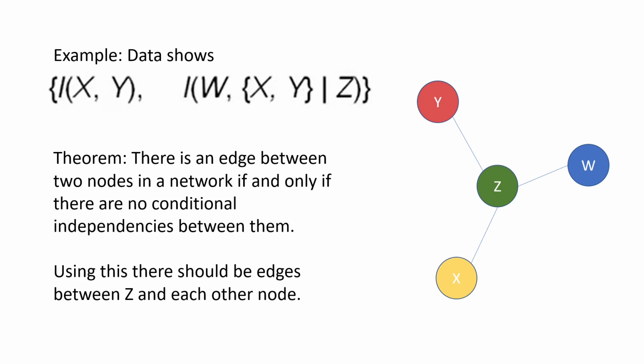So let's say that from the data we get that, and then we also get that W is independent of X and Y given Z. So with these conditional independencies, how can we figure out what a good structure would be? Well, there's this theorem that says that there is an edge between 2 nodes in a network if and only if there are no conditional independencies between them. So from that, we can figure out X, Y, and W all have conditional independencies between them, so they're not going to have edges. But Z does not have conditional independencies with any of them. So we're going to draw edges between Z and all of the other nodes.